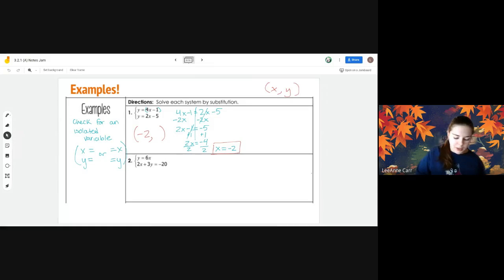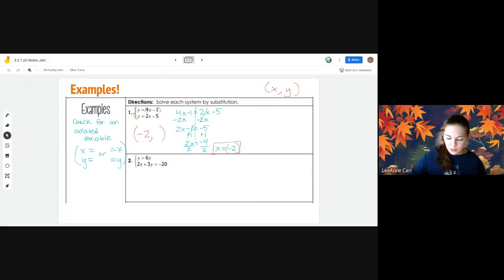So how I'm going to do that, I'm going to take my x value, what that is, and you can choose either equation here. It does not matter. You're going to now take -2, and that is going to be our substitute. So everywhere we see an x now, we're going to put -2 in its place. And again, you can choose either equation. So I'm going to choose the bottom one this time.